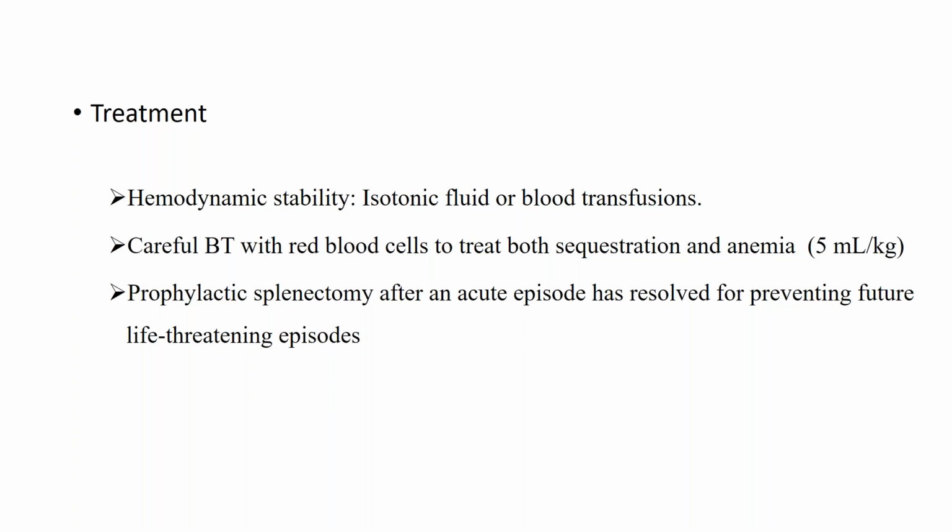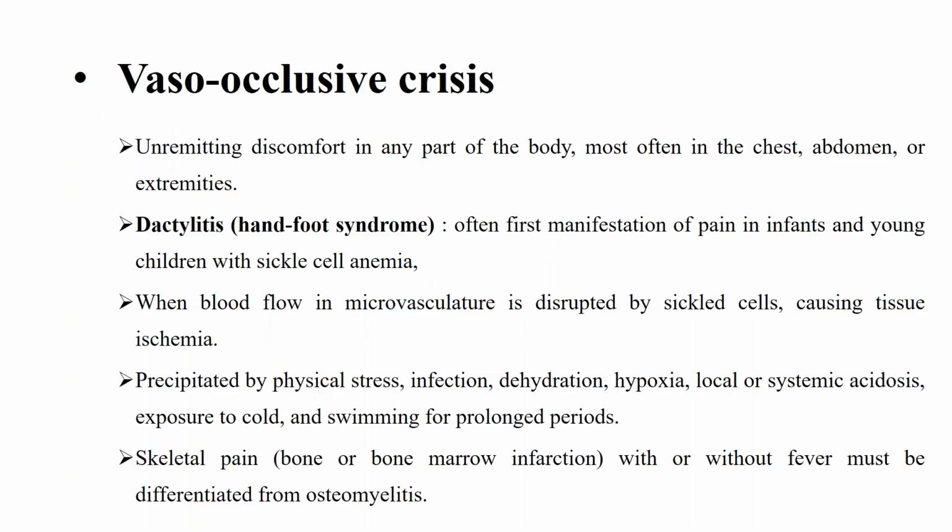Why? Because we are giving a blood transfusion during a sequestration. It is used to treat the sequestration and also treat the anemia as well. So it has to be given, but it's not given in large volumes. It is given at the rate of 5 ml per kg. And of course, prophylactic splenectomy is done after the acute episode is over. Now, vaso-occlusive crisis occurs in small blood vessels.